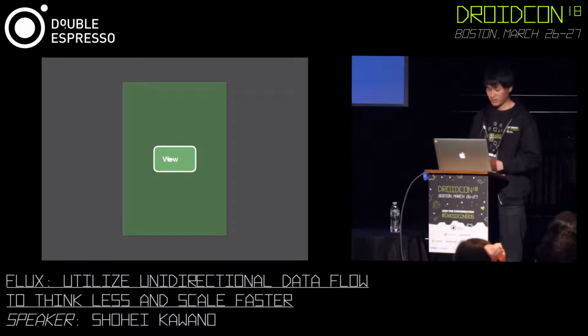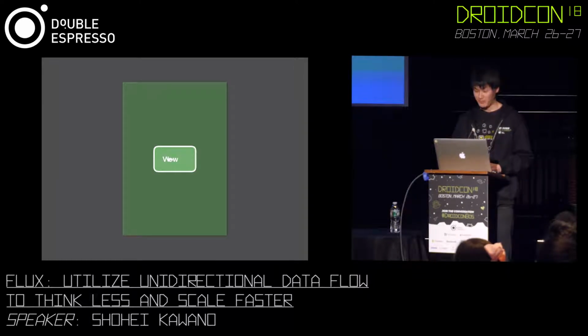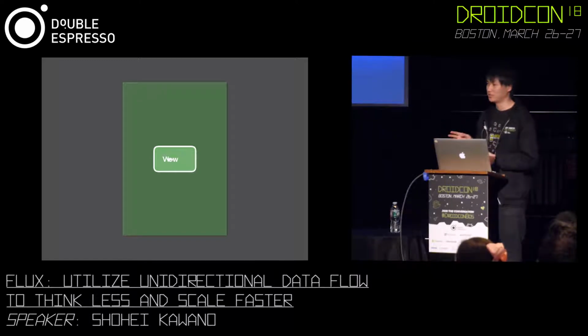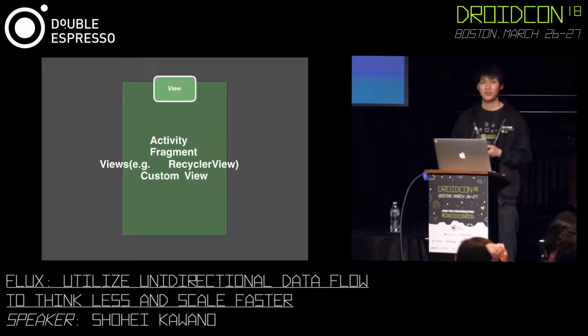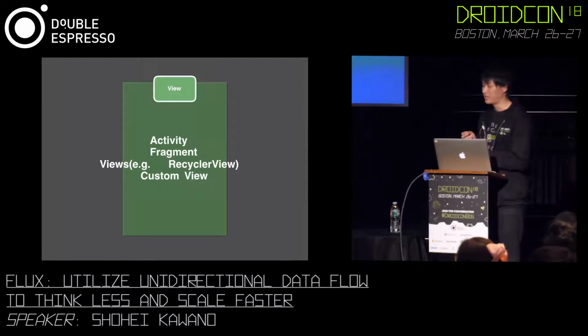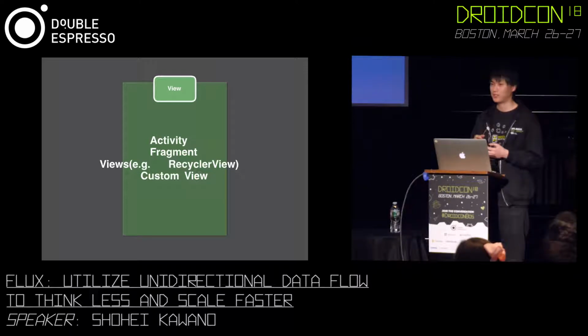Okay. So in Android, there's a screen that opens up when the user launches the app, right? And this screen is considered a view component in Flux architecture. In Android, an activity, fragment, recycler view, custom view, or any other kind of view can be considered a view component in Flux.